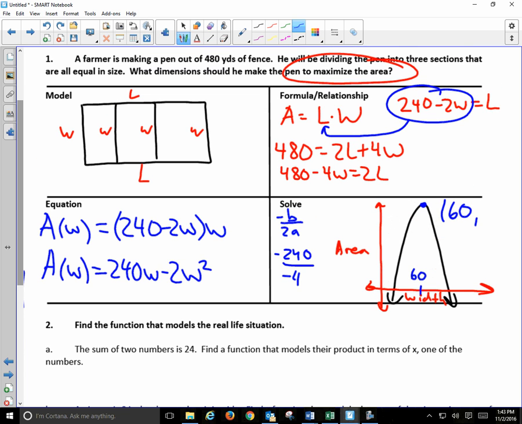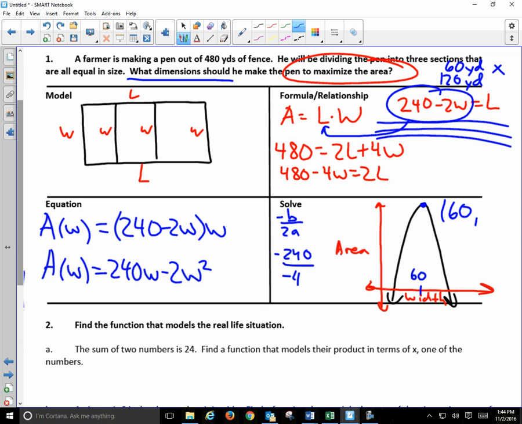So let's answer the question. The question says, what dimension should he make the pen? Well, I know it should be 60 yards by, how do I figure out the length then? You can find the area and then divide by 60, or you could go to an equation that you've already created. Whoop. I know it's math. It's hard to hold back. I got 240 minus 2w is L. So I can just plug it in there. If w is 60, then I get 120.